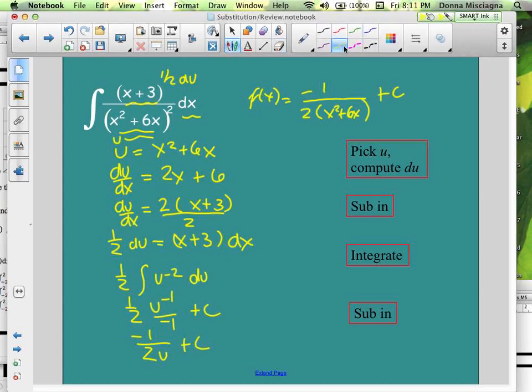All right, so this would be f of x equals negative 1/2 times x squared plus 6x to the negative 1 power. Okay, so we're going to take the derivative. f prime of x equals negative 1/2. I'm going to decrease the exponent by 1, so that would be x squared plus 6x to the negative 2 power, times the derivative of the inside part.